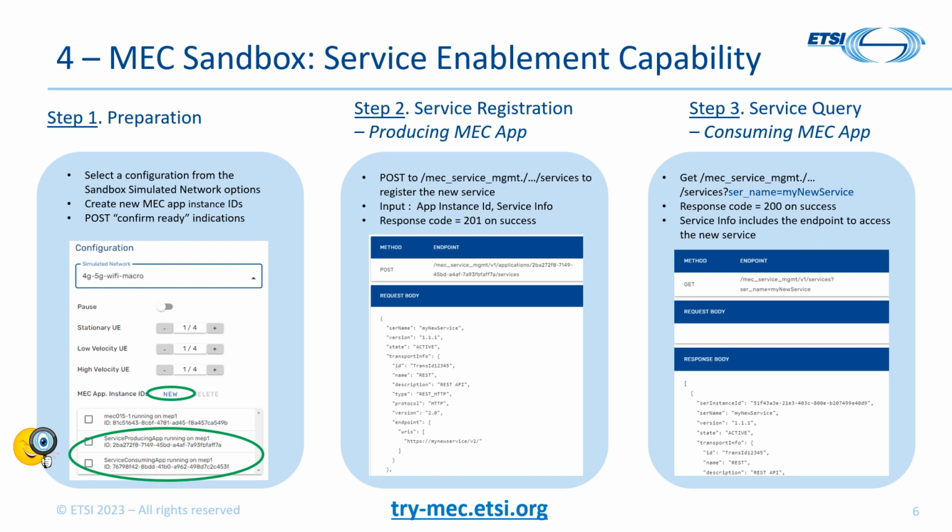Finally, I can utilize the new service from my consuming MEC application. From it, I issue a GET request to the services endpoint in the MEC platform, and I provide the service name for my new service. The MEC platform matches this query request in the service registry and returns a 200 response code on success. The provided service information includes everything that I need to consume the service, including its endpoint. So give it a try in the sandbox at try-mec.etsi.org.